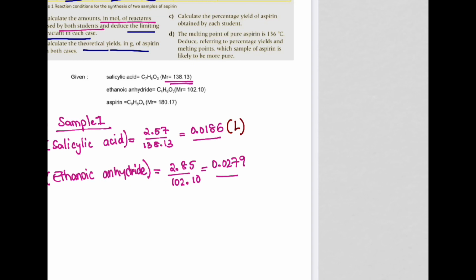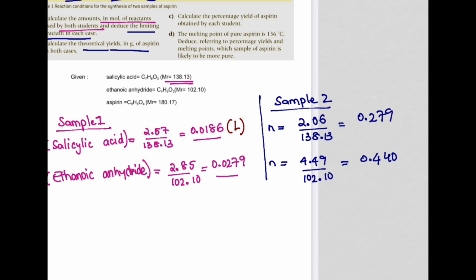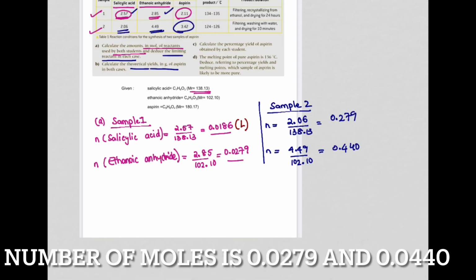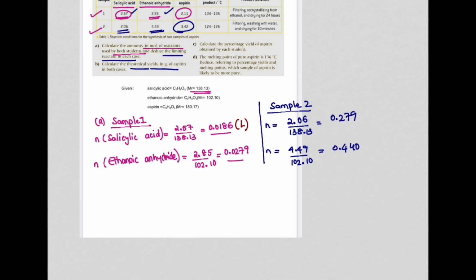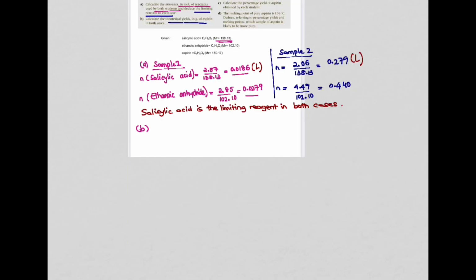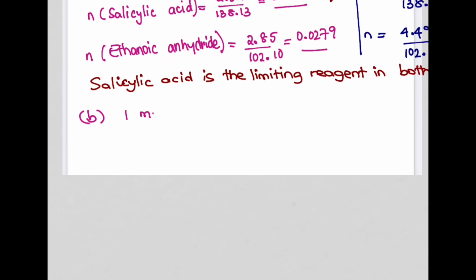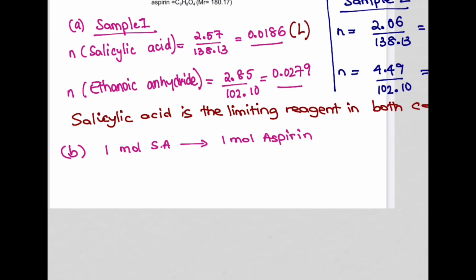I will do the same thing for sample 2. The number of moles of salicylic acid is less, so this is going to be the limiting reagent. So in both cases, salicylic acid is the limiting reagent. Now to find the theoretical yield, we're going to use the mole ratio. 1 mole of salicylic acid is going to give you 1 mole of aspirin, so we use the number of moles of salicylic acid in each case. In sample 1, this is the number of moles of salicylic acid, and this is going to give you the same mole of aspirin.